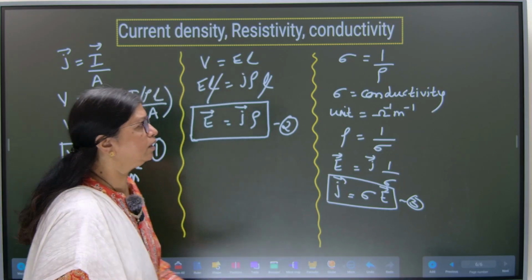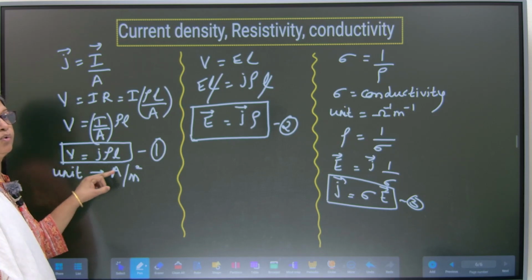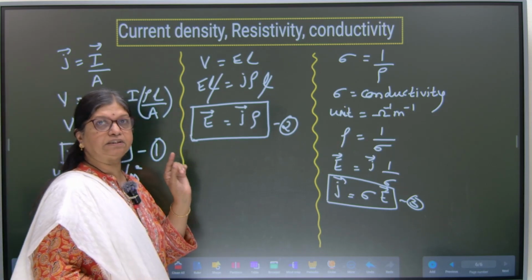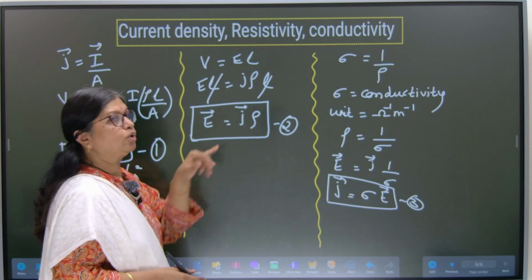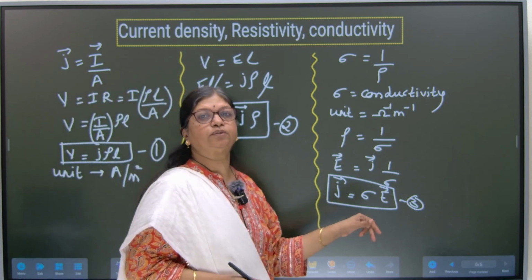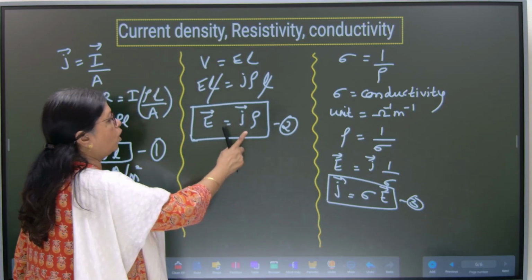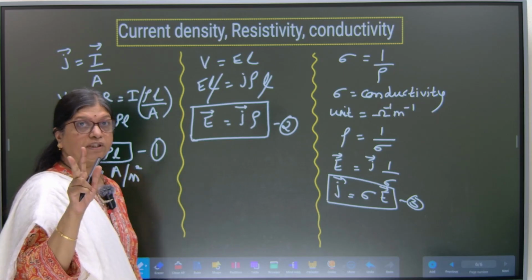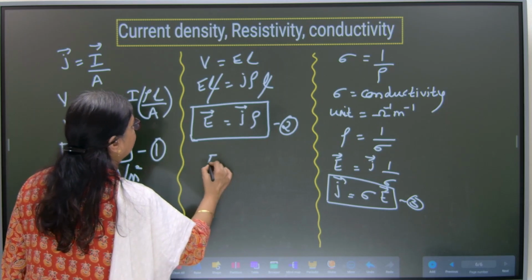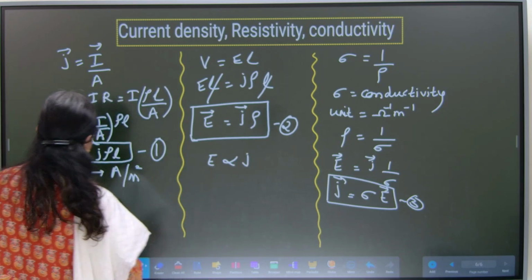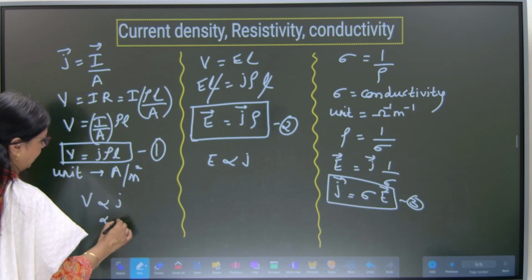Fine. Okay. So here we have derived 3 equations, that is V is equal to J rho L, that is potential difference is equal to J rho L, E, electric field given to the conductor, is J rho, and J is equal to sigma E. Fine. So remember that rho as well as sigma both are constant. Here also rho is a constant. So it is understood that E is proportional to J, V is proportional to both J and L.